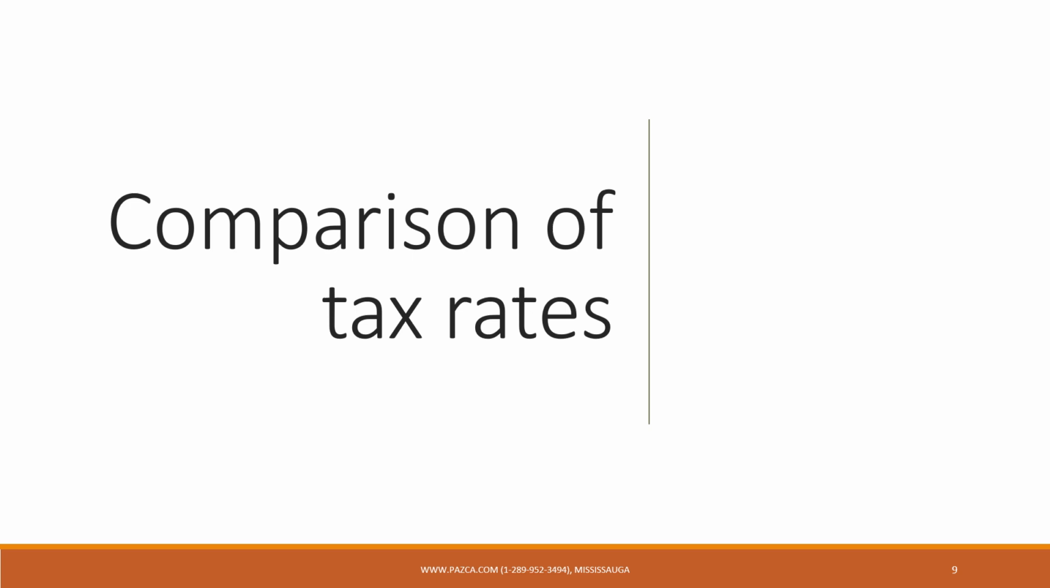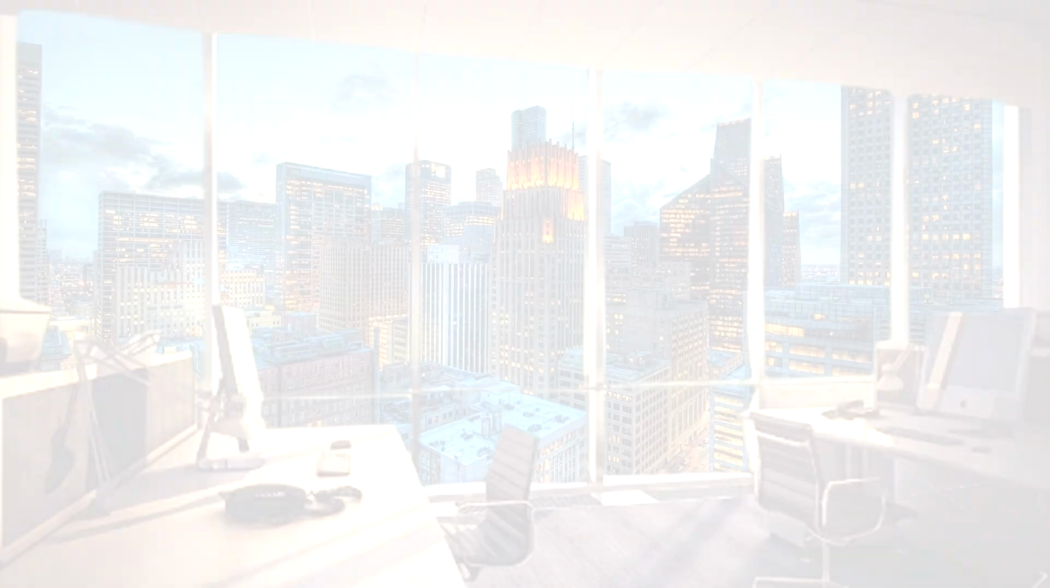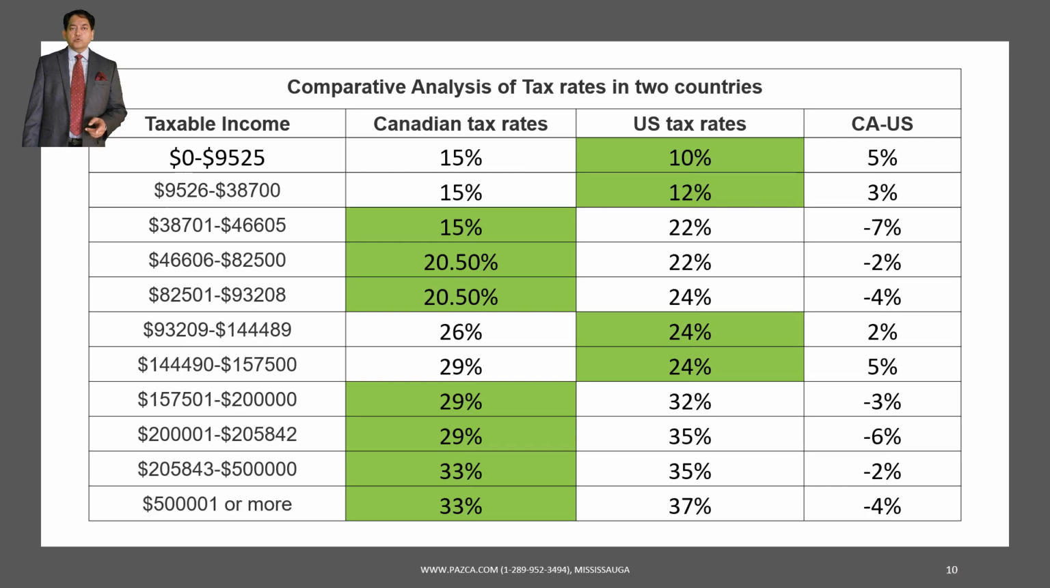Now we make a comparison of tax rates. Right now what I'm trying to explain to you is that in Canada there are only 5 bands of income, while in the US it's 7 bands of income. So what could be the possible implications so long as individual tax liability is concerned? So in this slide, I'm going to explain that difference. If you look at this slide, you will notice that in the middle 2 columns, there are a few green shaded areas.